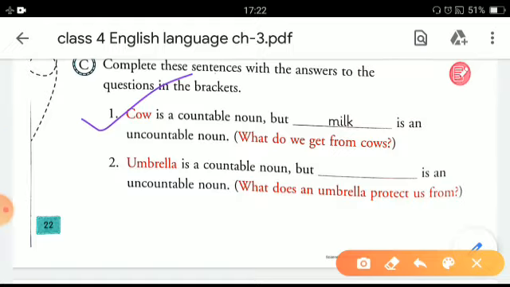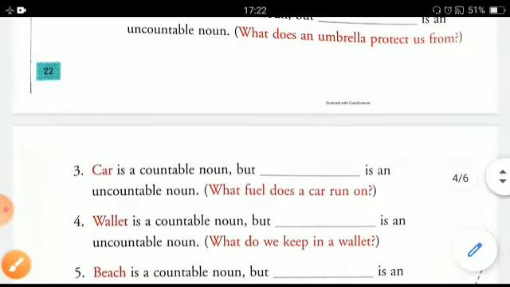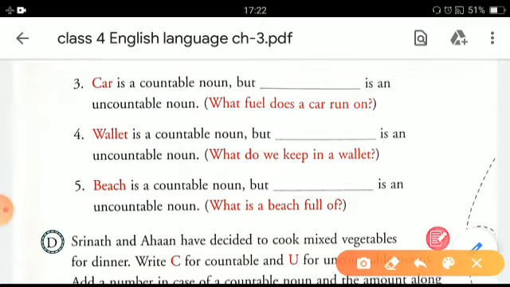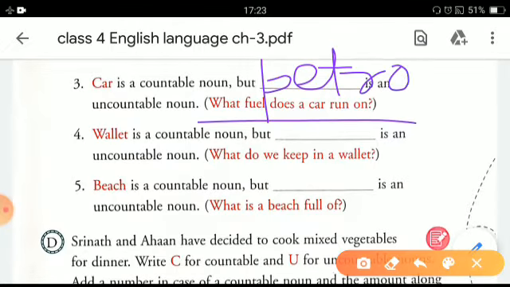Umbrella is a countable noun, but dash is an uncountable noun. And the hint is, what does an umbrella protect us from? Rain. And the answer is rain, and it's an uncountable noun. Then car is a countable noun, but dash is an uncountable noun. And the hint is, what fuel does a car run on? And the answer is petrol, which is an uncountable noun.